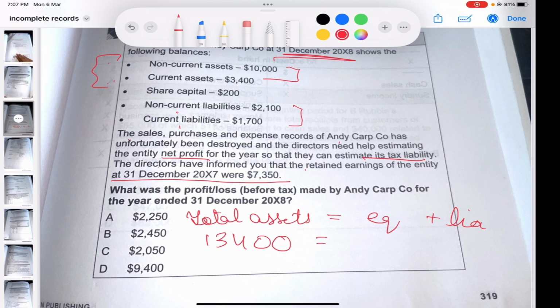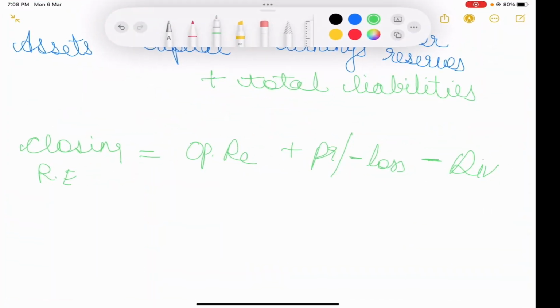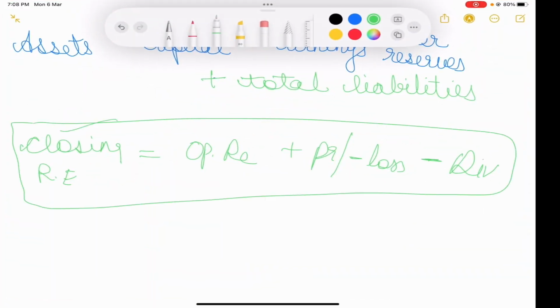Is it given in the question? Retained earnings is not given in the question. So in that case, what am I supposed to do? Think about it again. We are given retained earnings, which is closing retained earnings. And what do we really need? We need the profit. In order to find profit, which formula are we going to use? We are going to use this. We have been given closing retained earnings. Opening is not given, profit is not given, dividend is also not mentioned.